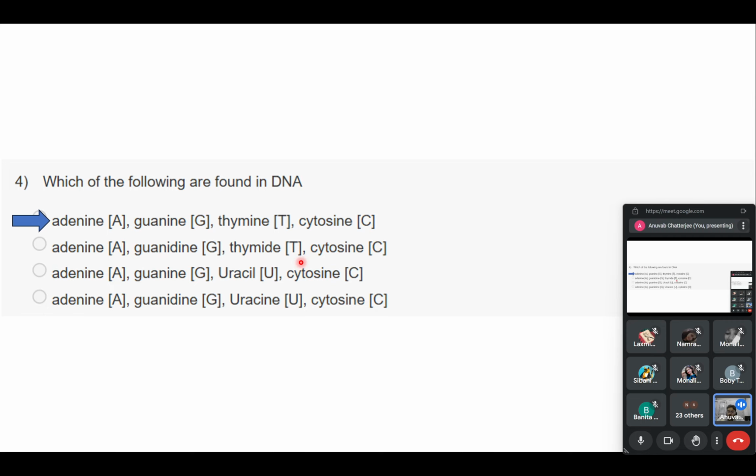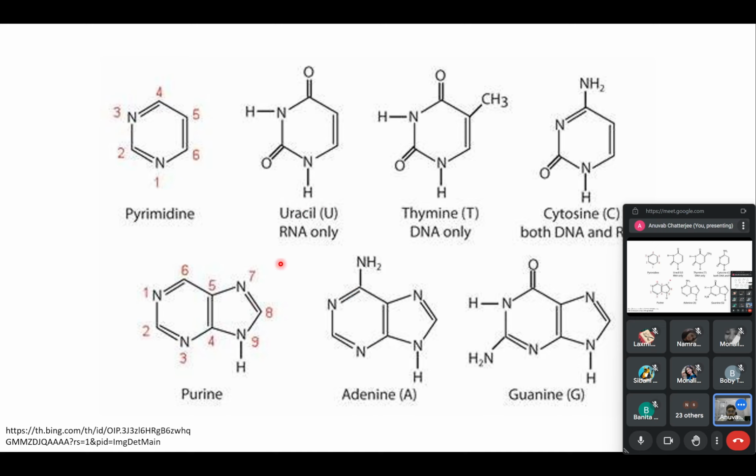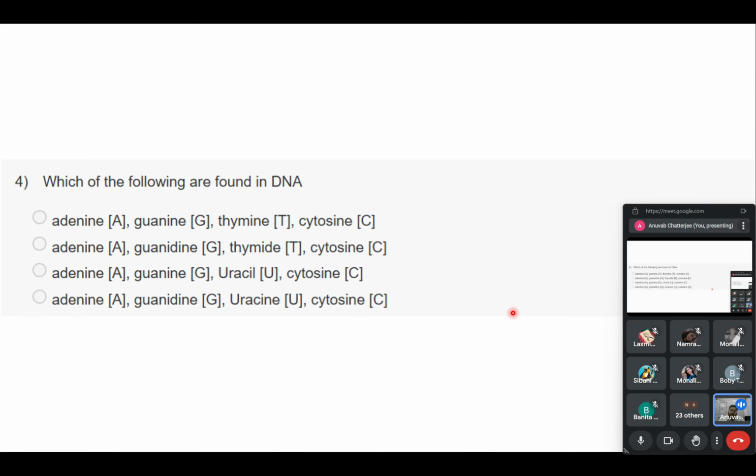Just for your information, guanidine and thymidine. So guanidine is the nucleoside of guanine. The base, just the base, is known as guanine. If it is present along with a ribose sugar, it is known as guanidine. Similarly, thymine is the base, and thymidine is when it is associated with the sugar.